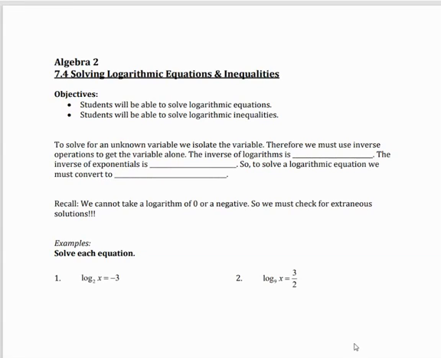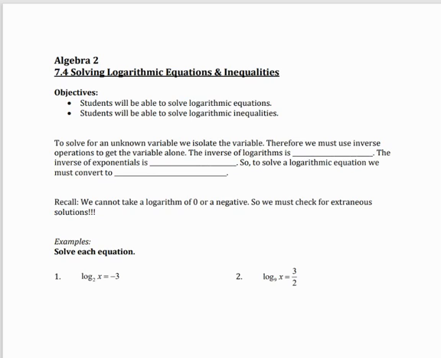Let's take a look at section 7.4, solving logarithmic equations and inequalities. What's going to be really helpful for you to solve these is to know your conversion between exponentials and logarithms. And that's because when we're solving for an unknown, we need to use the inverse to get it alone, right?